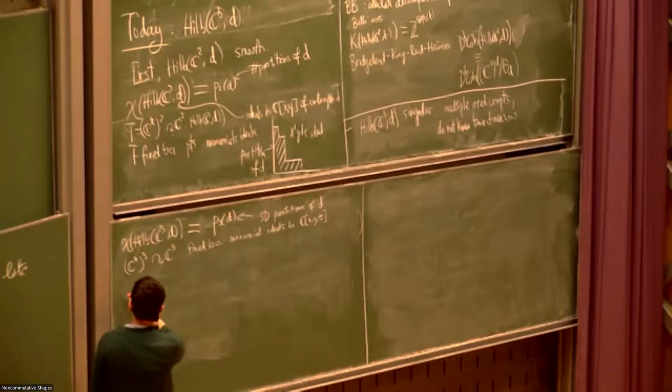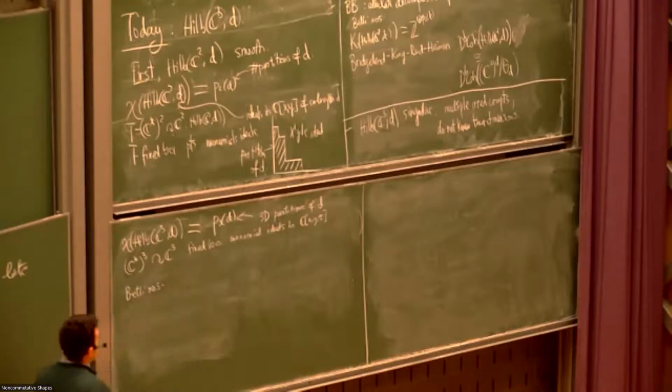So as I was saying, these Betti numbers are hard to compute. We don't even know the dimensions of the irreducible components of Hilb^d C^3.